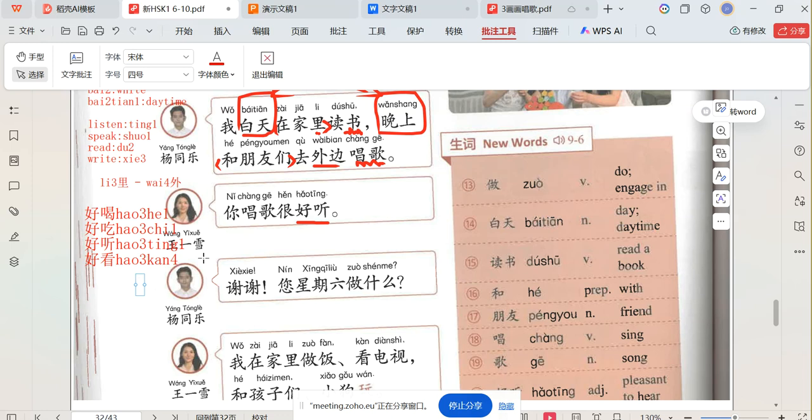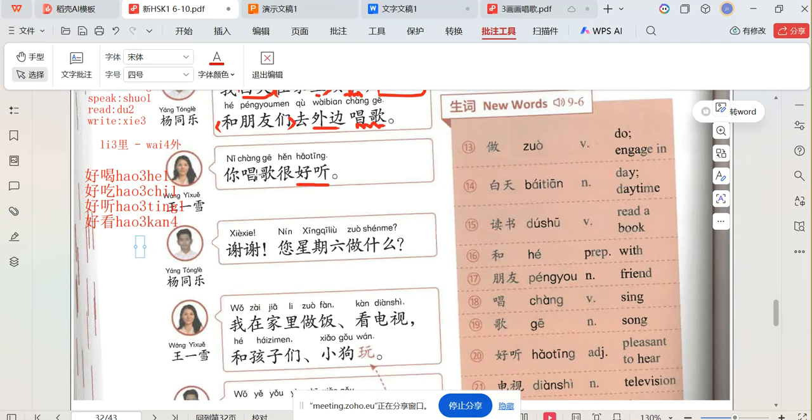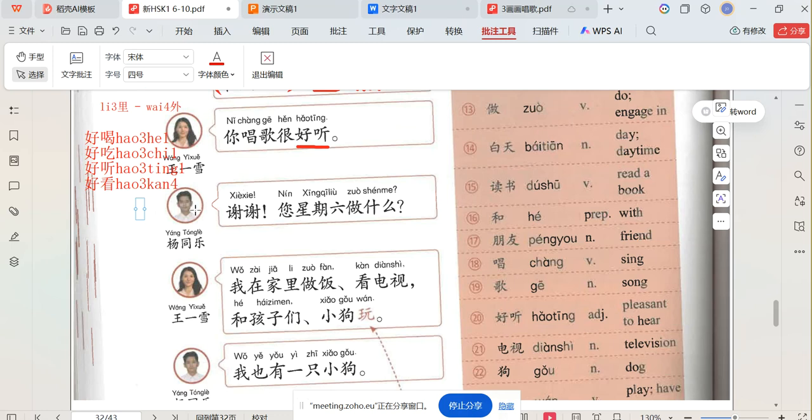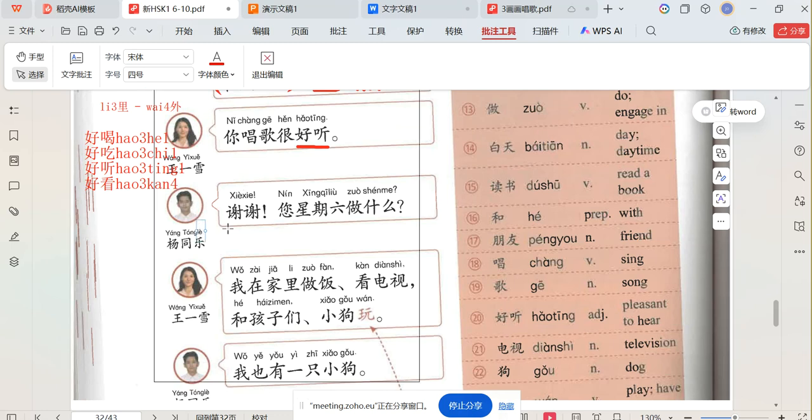Thank you. Because she said, oh, you can sing very well. To be very polite, she said thank you. How do I say thank you in Chinese? 谢谢。谢谢。谢谢。So what do you do on Saturday?